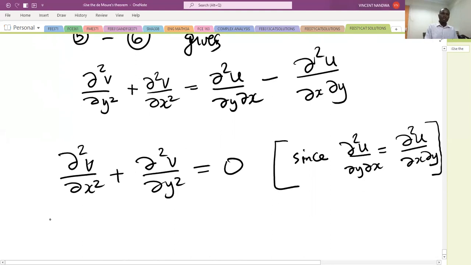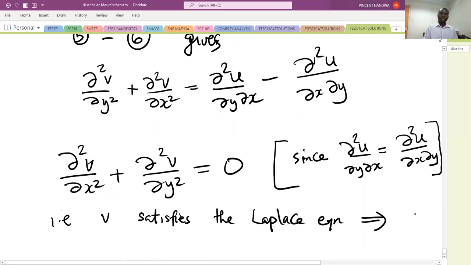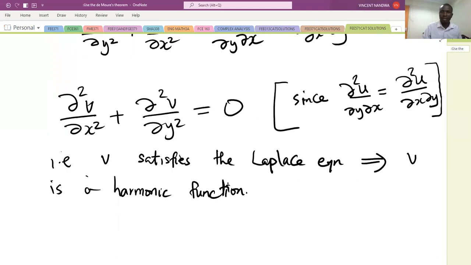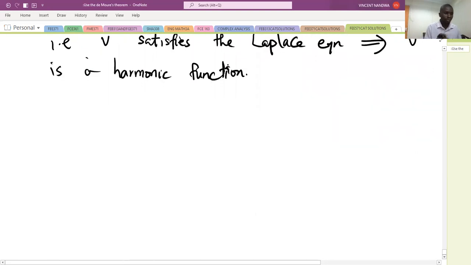So this means v satisfies the Laplace equation, which implies that v is a harmonic function. So we have successfully shown that u and v are harmonic functions because they satisfy the Laplace equation.